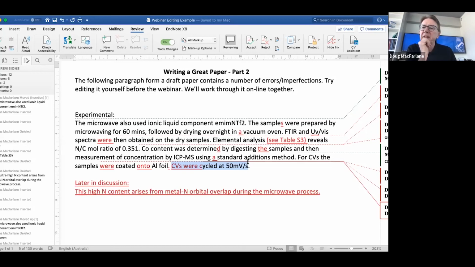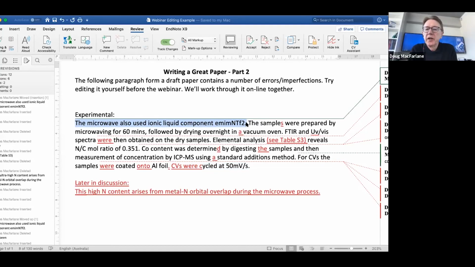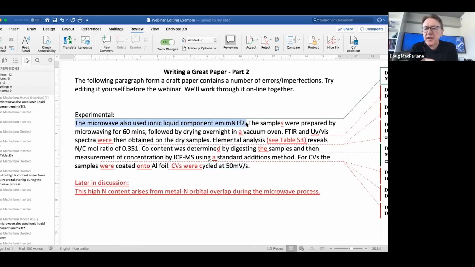Any other thoughts like that? And also the first sentence doesn't make any sense for me. Like, microwave also used ionic liquid component with EMI, TFSI. It doesn't follow up with the other part. Yeah, I totally agree. So what's the point of putting that one there? I think we moved that there. It didn't seem to belong where it was, but it still doesn't really. It's not sorted out yet, so to speak.